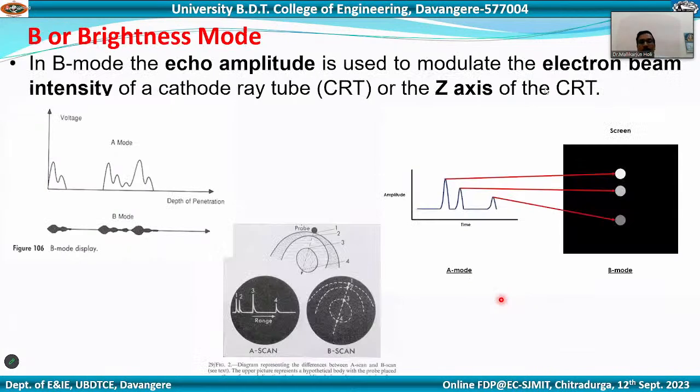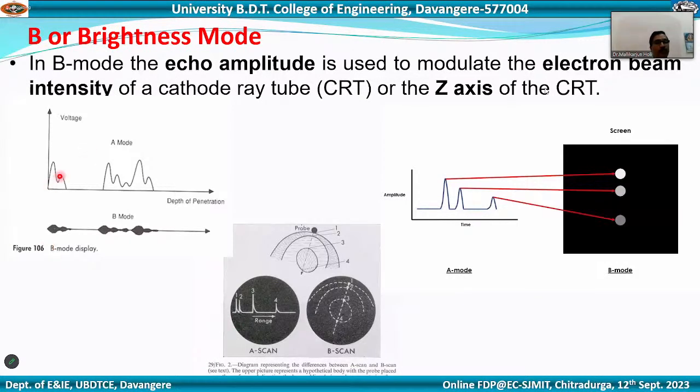So what happens? This is nearer. This is the medium. This is going to be farther. So the nearer object looks very bright. The middle object is a little gray in color, and looks darker. So I can make a particular object visualize as either bright or moderately bright, or in grayscale. Okay. So you can see here how a B mode display comes.